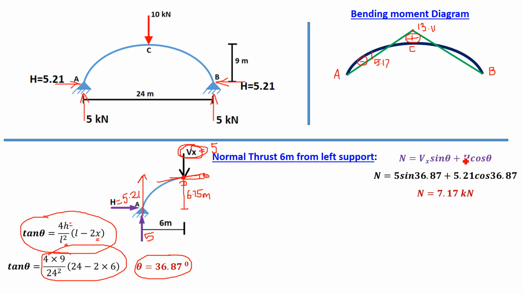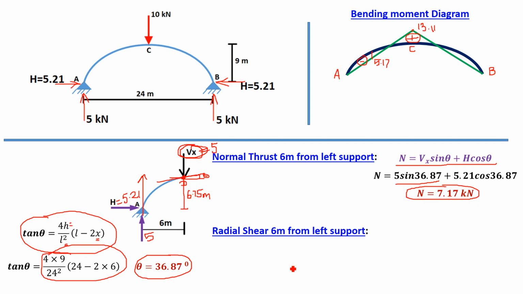So normal thrust is equal to, the standard equation is N equal to Vx sin theta plus H cos theta. Vx is what we got, 5 again, from summation of Fy. So Vx equal to 5 sin of 36.87 plus H, which is equal to 5.21, so H 5.21 cos of 36.87. So the answer of normal thrust is 7.17 kilonewton.